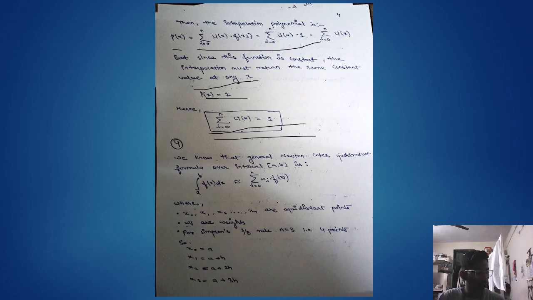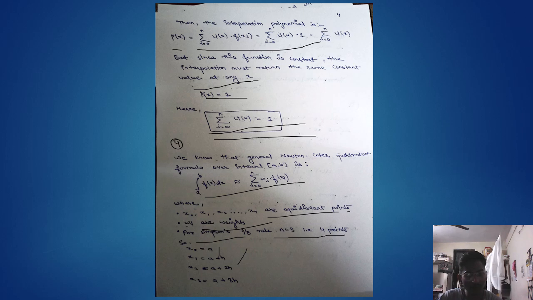So now our fourth question is: obtain Simpson's 3 by 8 rule from the general quadrature formula. We know that the general quadrature formula over the interpolation interval a comma b is this equation, where x naught, x1, x2 and so on are equidistant points, weighted the same. For the Simpson's 3 by 8 rule, n is equal to 3 and 4 points.